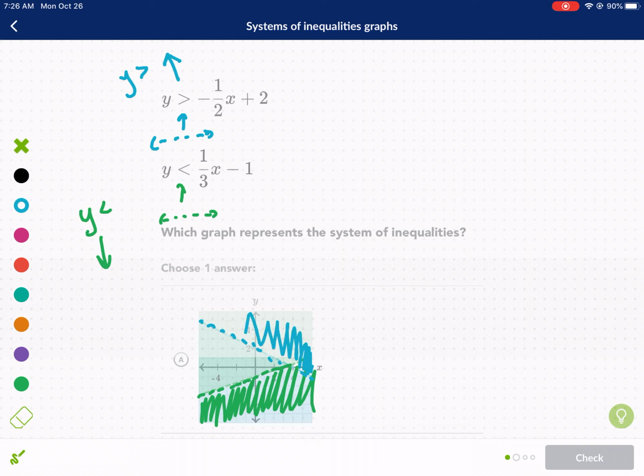So it's not looking like it's going to cross at a very big section. It only looks like we're going to have an intersection here because it's going to be above the blue line and below the green line, only in that little spot right there. That's our solution to the system.